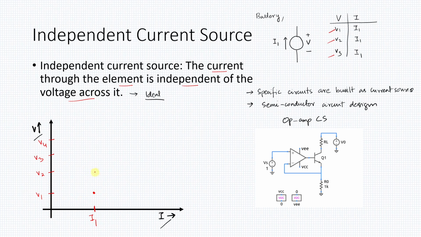So for V2 also the current is I1. For V3 also the current is I1. And for V4 also the current is I1. So the graph will look something like this. This is a constant current for an independent current source. I hope you have understood the definition and also the graph of the independent current source. Next, let us move to the representation.